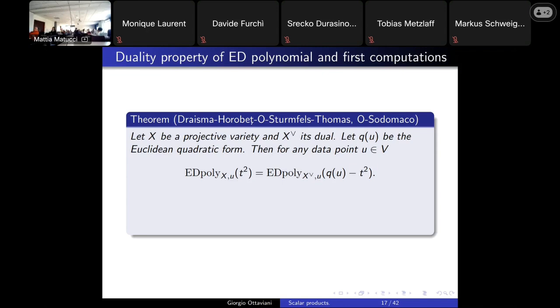So if I take U to be isotropic, yes, they still are the same. Yeah, but it's like minus t squared. One is evaluating at t squared, the other at minus. Indeed, for isotropic, you simplify, yes, yes.